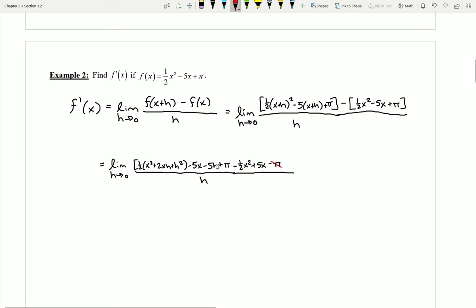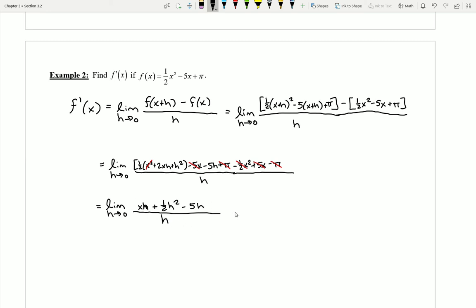I have this minus pi and plus pi. I have a positive 5x and a minus 5x. I can even kind of look ahead to see that when I distribute my 1/2, I'm going to get a positive 1/2 x squared, and I have a negative 1/2 x squared over here. In total, it looks like I'm going to end up with only the following pieces remaining in that numerator. I'm going to have, with the 1/2 distributed, xh plus a 1/2 h squared minus a 5h. All this, of course, divided by h.